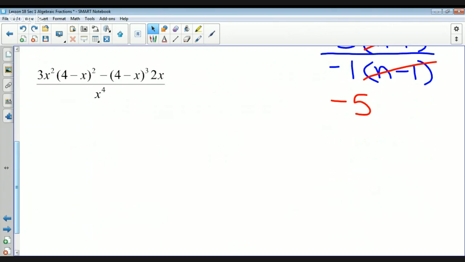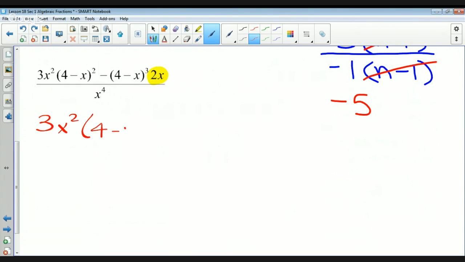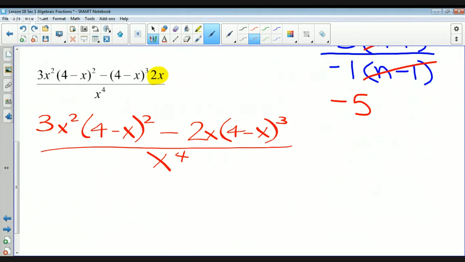Why? When you simplify, you factor to make it easier. It's given to you in factored form, isn't it? My only suggestion is sometimes it's hard when this is at the back. Multiplication, you can totally rewrite it, right? So I suggest rewriting it as 3x squared times quantity 4 minus x squared, minus 2x times quantity 4 minus x cubed, all over x to the 4th. Do you see it a little easier, what you can factor out?